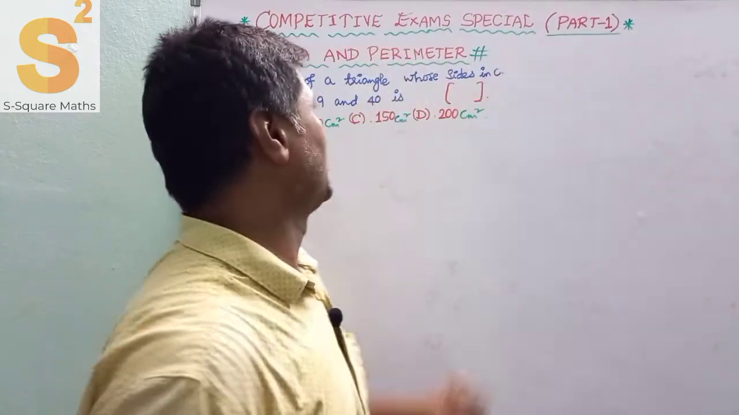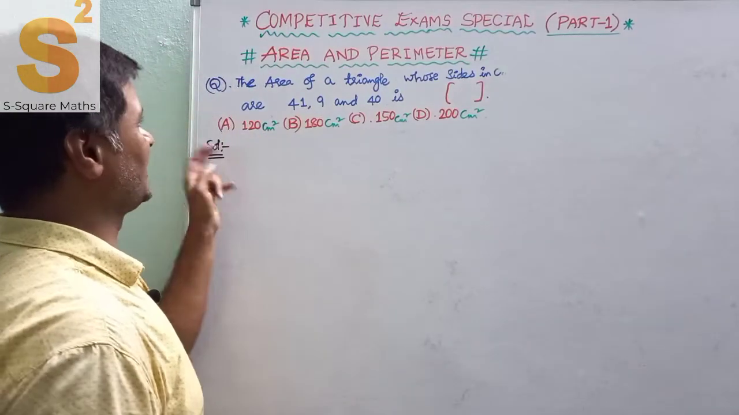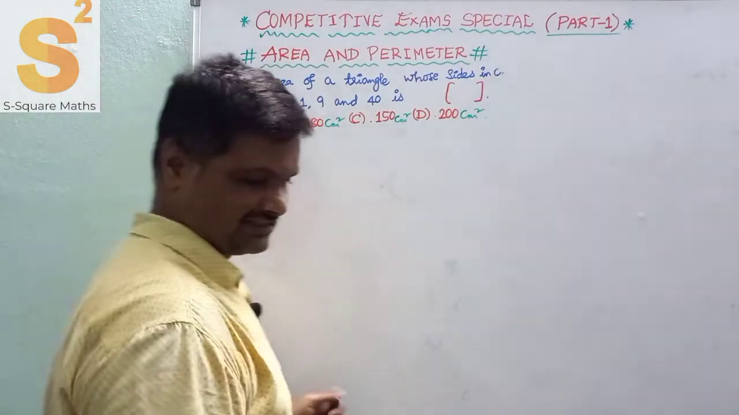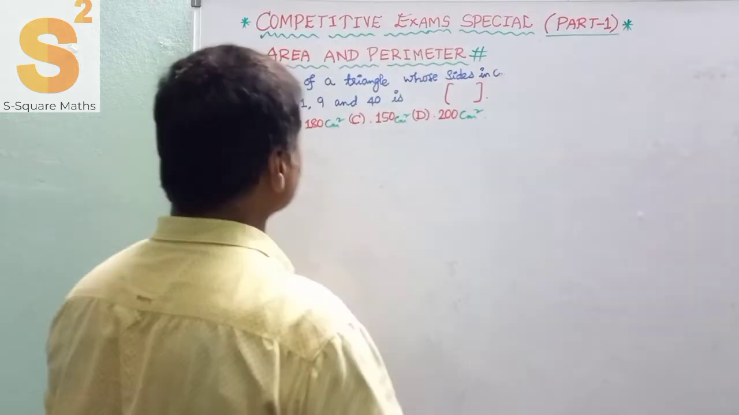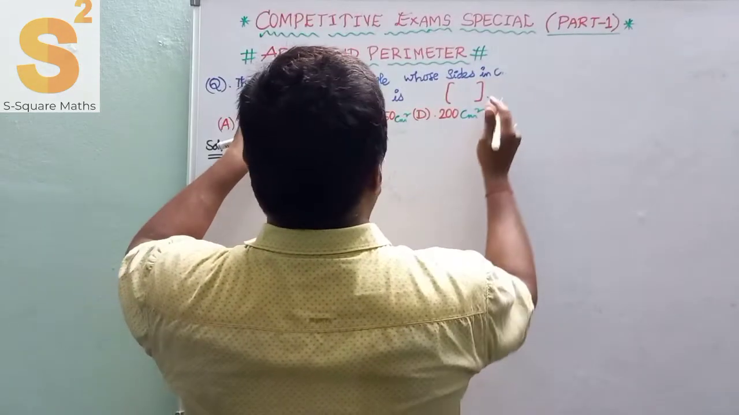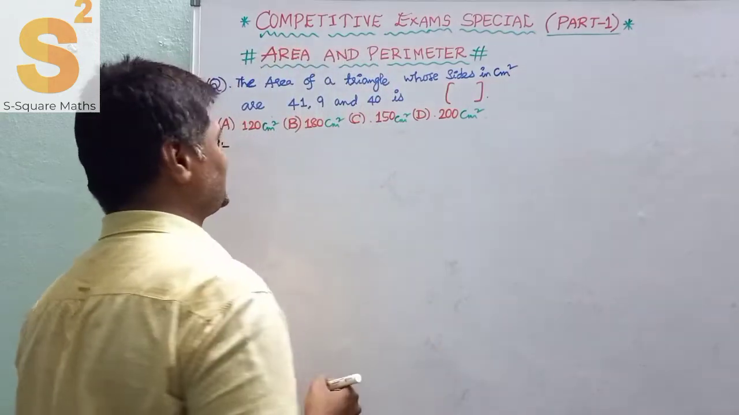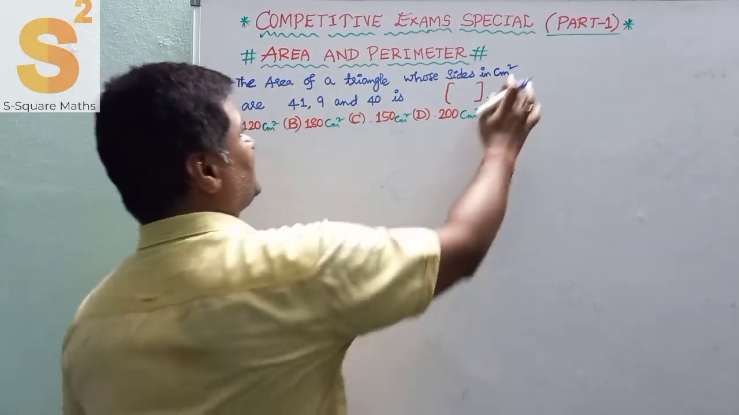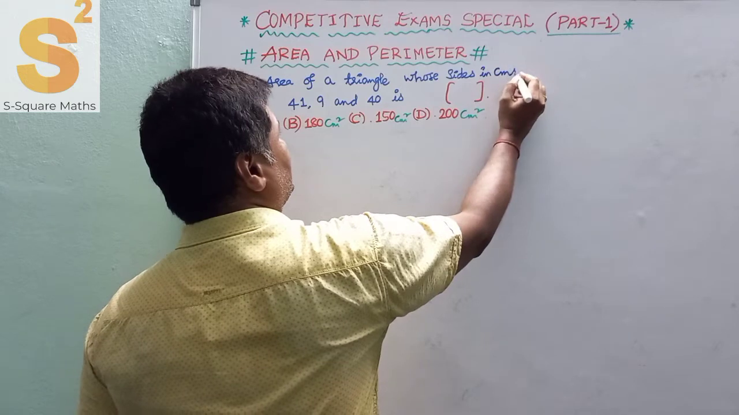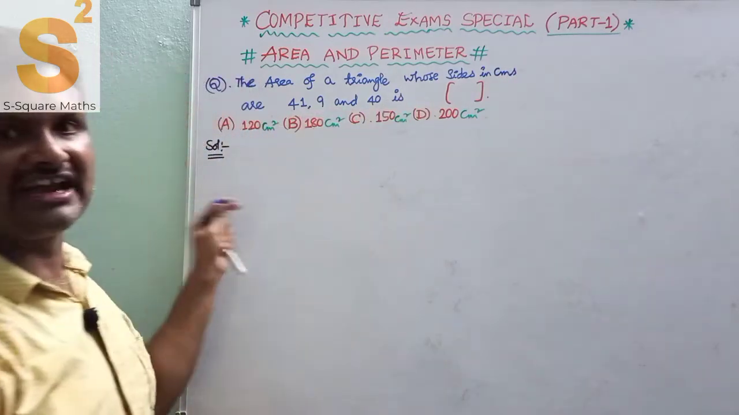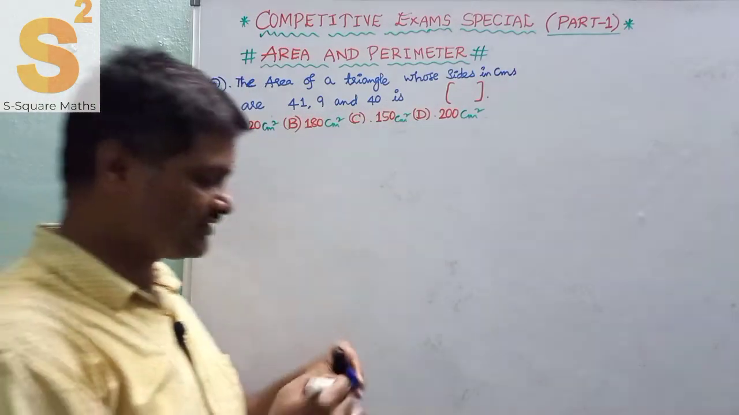Part 1, first part. The area of a triangle whose sides in centimeters are given by 41, 9 and 40 is... So in centimeters, these are all centimeters. We have to find its area. A, B, C, D options are given.